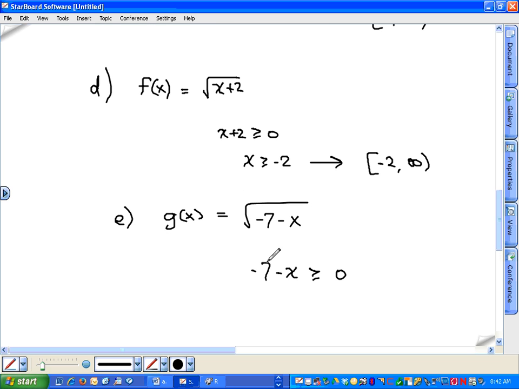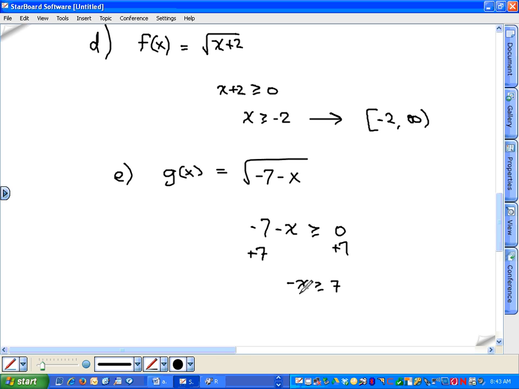How do we solve this? Add 7. So now we have the opposite of x is greater than or equal to 7. Divide by -1, and you do need to remember when you divide by negative to switch the direction. So x is less than or equal to -7, which means your domain is from negative infinity to -7.